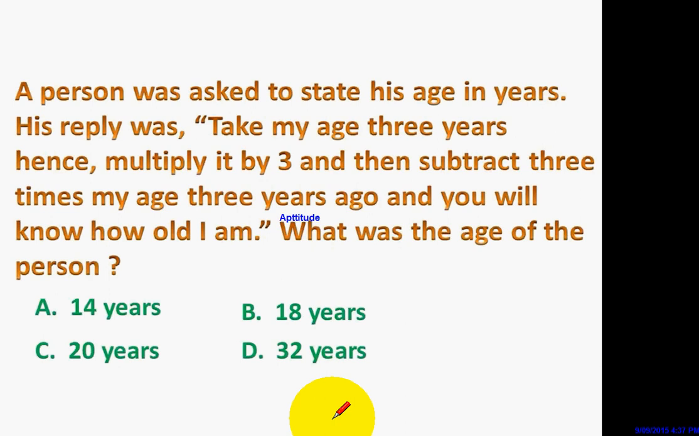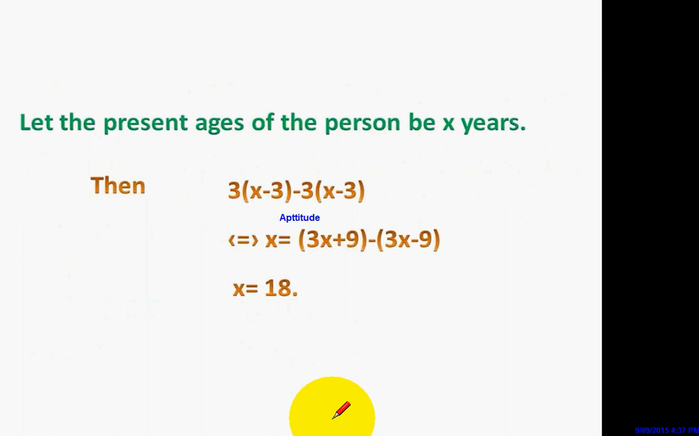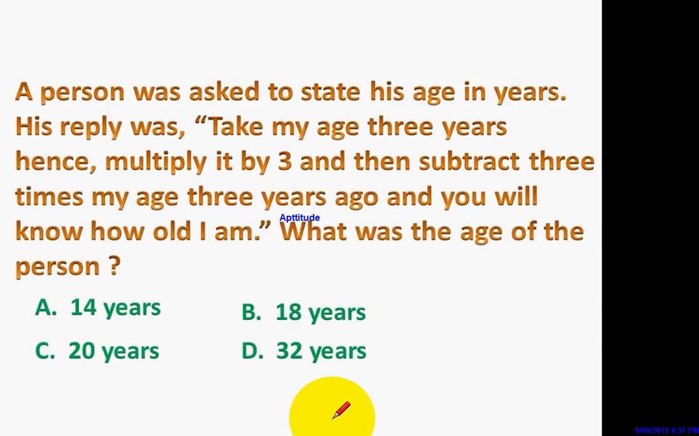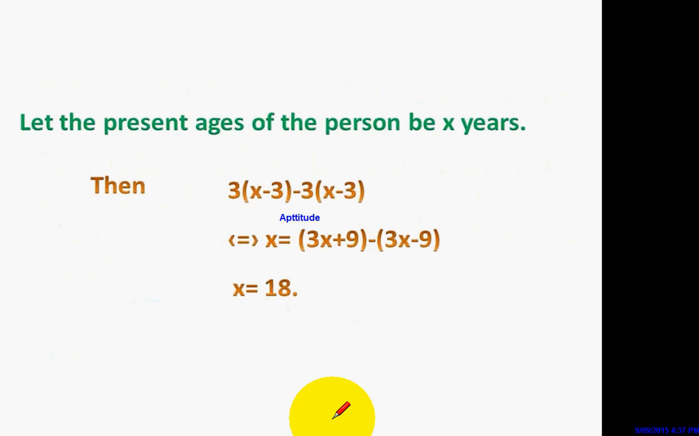And what he's saying, take my age 3 years hence, multiply it by 3. And then subtract 3 times my age 3 years ago. Now, present age as x, it is plus actually.